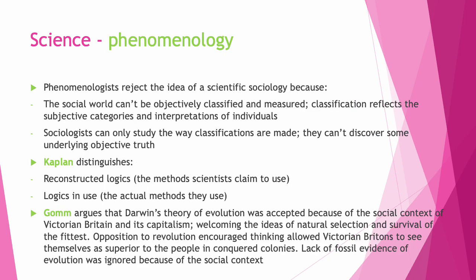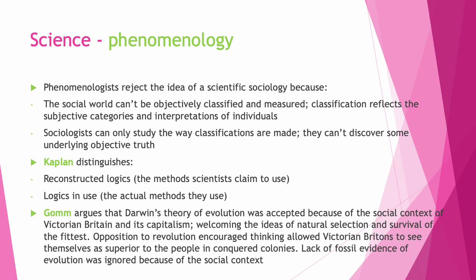Phenomenologists reject the idea of a scientific sociology because the social world can't be objectively classified and measured. Classification reflects the subjective categories and interpretations of individuals. Sociologists can only study the way classifications are made. They can't discover some underlying objective truth. Kaplan distinguishes reconstructed logics and logics in use.